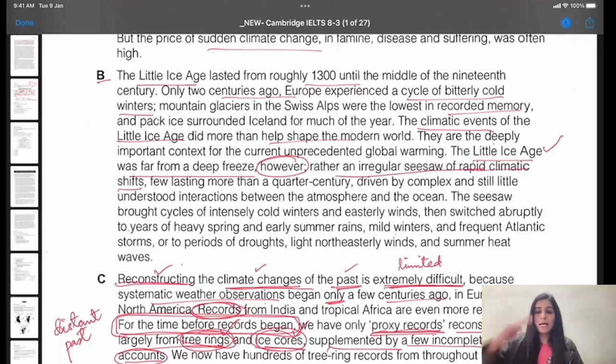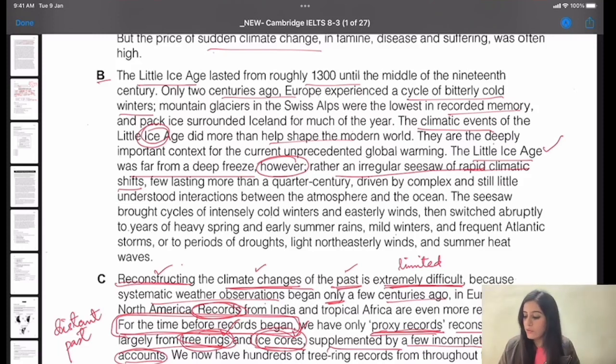So it was a seesaw. We all know what seesaws are: swings, seesaw, slides. We've all seen these in the parks. So seesaw means that there's up and down of rapid climatic shifts. So there were changes. It's not that, as the name suggests, there's ice in the name.